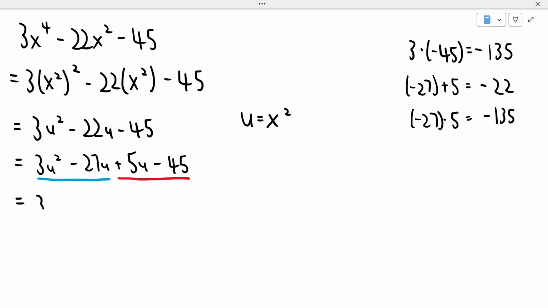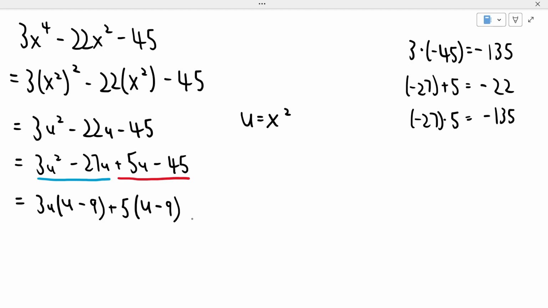If we factor out a 3u from 3u squared, we're left with a u, and if we factor out a 3u from negative 27u, we're left with minus 9. So in the second group, 5u and minus 45 both have a 5 in common, so we'll factor out a 5 from both terms. If we factor out a 5 from 5u, we're just left with u. And if we do the same with the minus 45, we're just left with a minus 9.